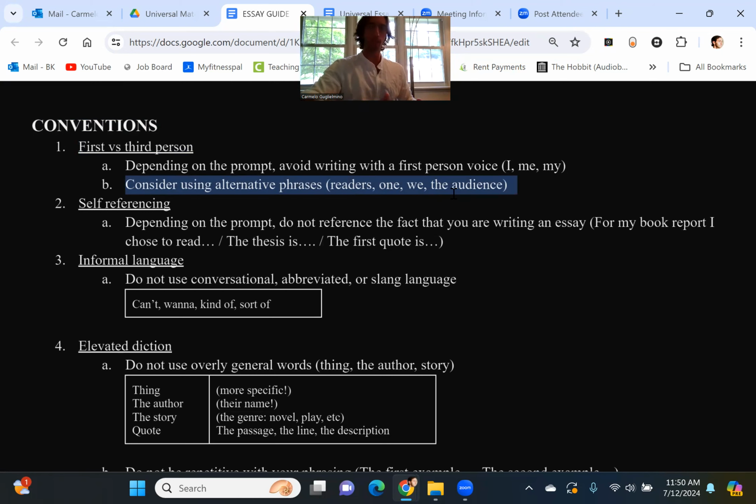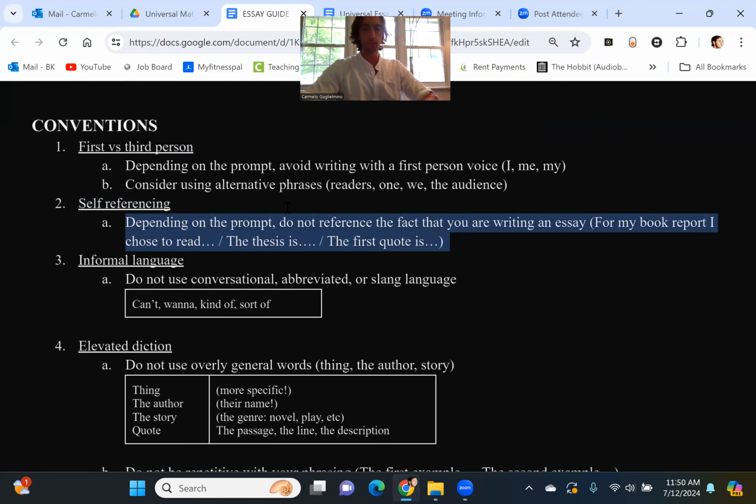There are different ways of referencing the person who is reading the text. That's totally fine. Unless your teacher says otherwise, you want to avoid what I call self-referencing in your writing. I usually tell my students this is one of those cardinal, instant-fail things that I will just not accept in the essays they give me.